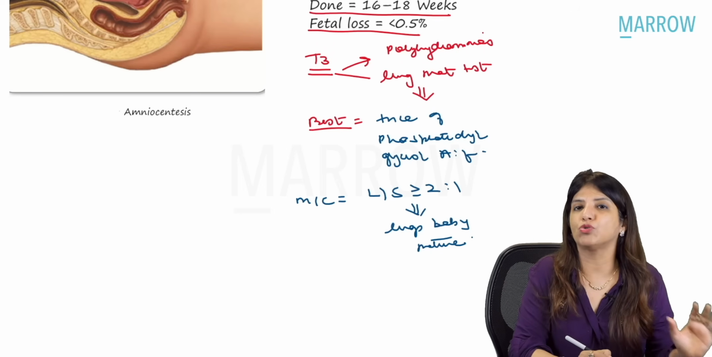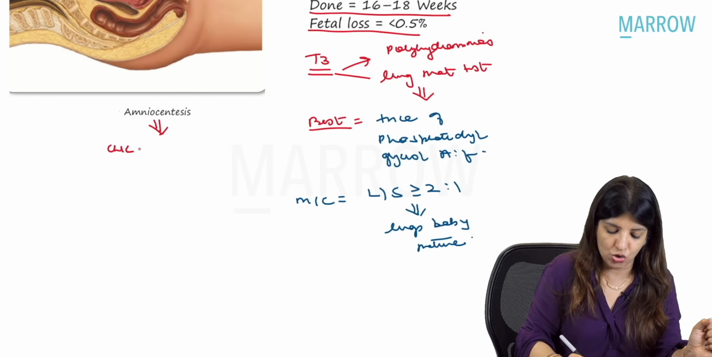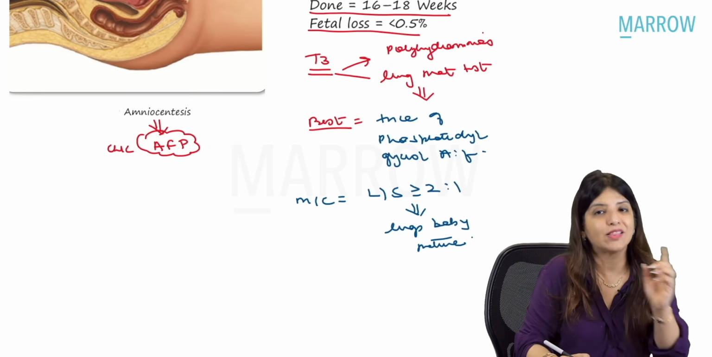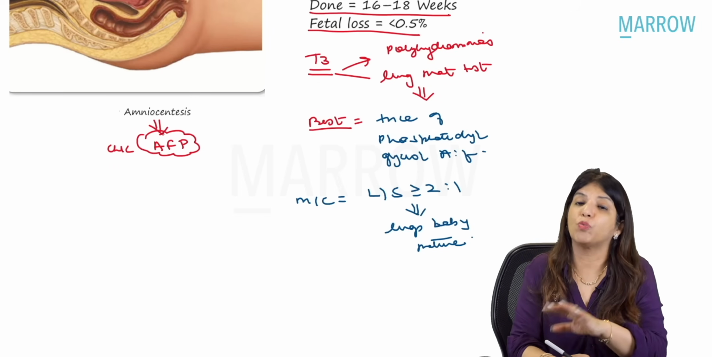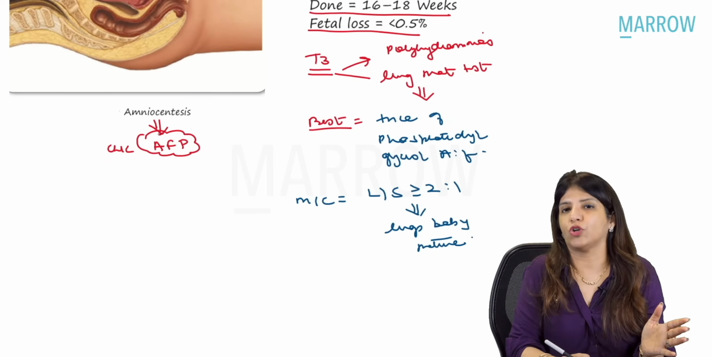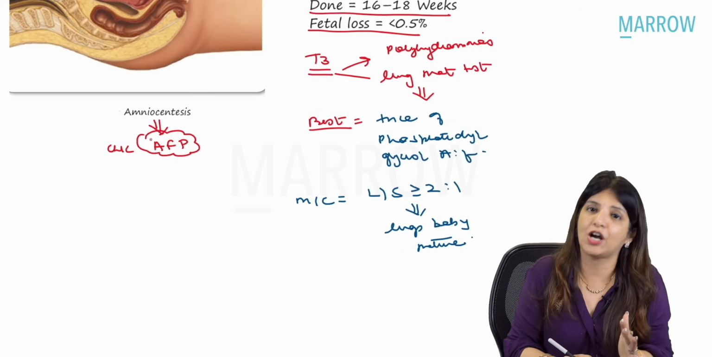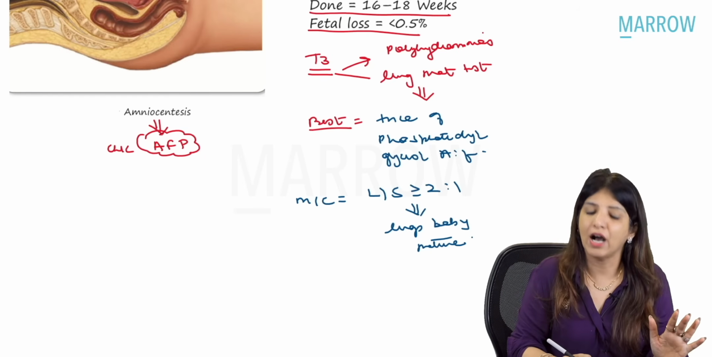Another thing which I want to tell you is, when you do amniocentesis, you can also check the levels of alpha fetoprotein, and that is why amniocentesis can detect neural tube defect, whereas in case of chorionic villi sampling, you cannot detect neural tube defect. Nevertheless, if they ask you what is the best investigation for neural tube defect, it has to be ultrasound.